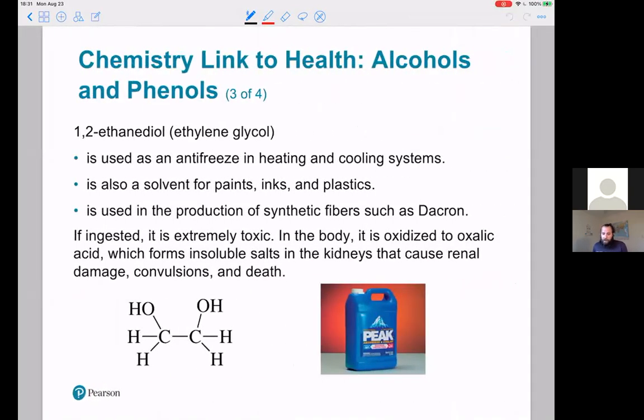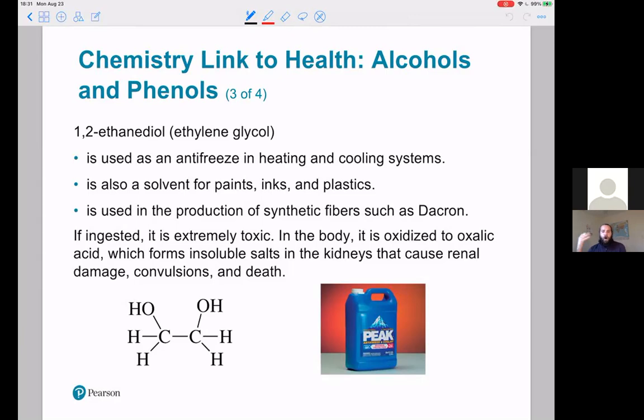There are also some very closely related alcohols that are quite toxic. Like we said, methanol, which is just one carbon different from ethanol, is quite toxic, as well as 1,2-ethanediol, a compound that's used in antifreezes, and to synthesize synthetic fibers, as well as plastics, inks, etc. It's kind of everywhere, but if ingested, it can be quite toxic.